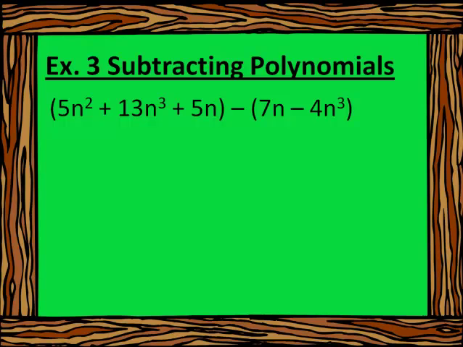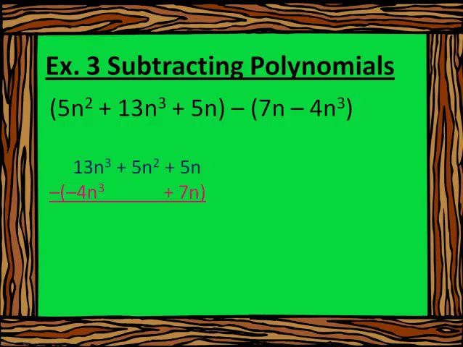The variable we're working with now is the variable n, and so if I'm putting them in descending order, that means that I have to arrange them starting with 13n cubed, then 5n squared, plus 5n. Since I'm subtracting, I need to make sure that when I rewrite my second polynomial, I have to have that minus sign. So I go ahead and write minus, and then in parentheses, in descending order again, negative 4n cubed under 13n cubed plus 7n written right below 5n.